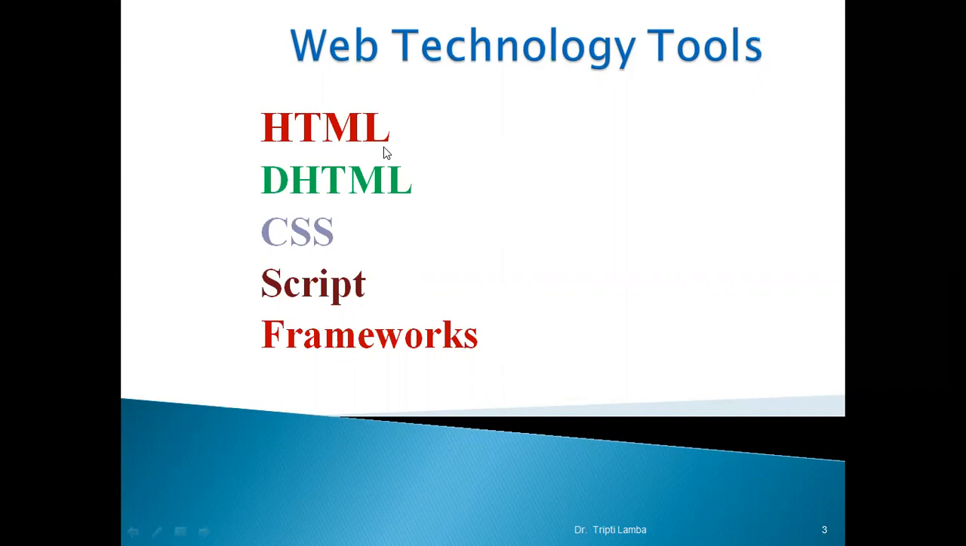They are HTML, that is Hypertext Markup Language, DHTML, that is Dynamic Hypertext Markup Language. Then we have CSS, Cascading Style Sheet. Then we have a script and then a framework.